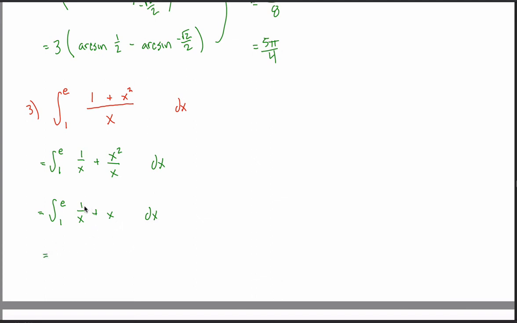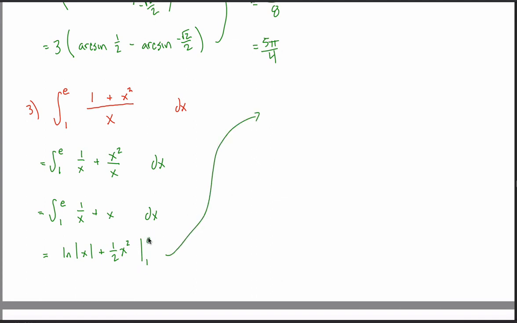Antiderivatives of this guy. The antiderivative of 1 over x, be careful, you can't use the power rule there. This is the one where it's the natural log of the absolute value of x. Over here, you can use the power rule. Think about this as x to the 1 power. So its antiderivative would be 1/2 x to the 2 power, or x squared. And I got to evaluate that from 1 to e.